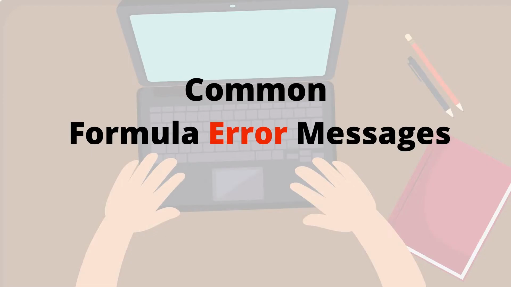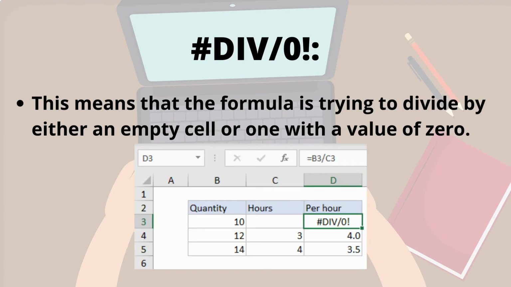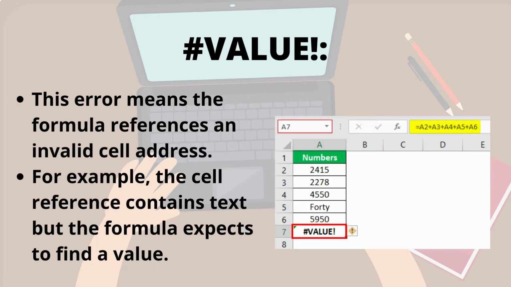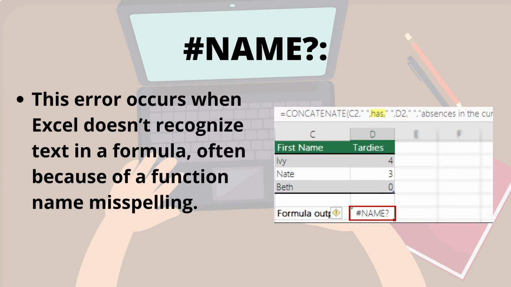Common formula error messages. #DIV/0! This means that the formula is trying to divide by either an empty cell or one with a value of 0. #REF! This means that the formula includes an invalid cell reference. #VALUE! This error means that the formula references an invalid cell address. For example, the cell reference contains text but the formula expects to find a value. #NAME? This error occurs when Excel doesn't recognize text in a formula, often because of a function name misspelling.